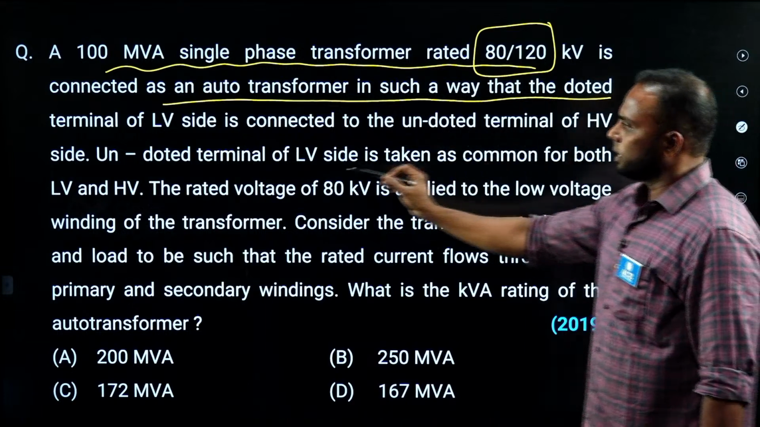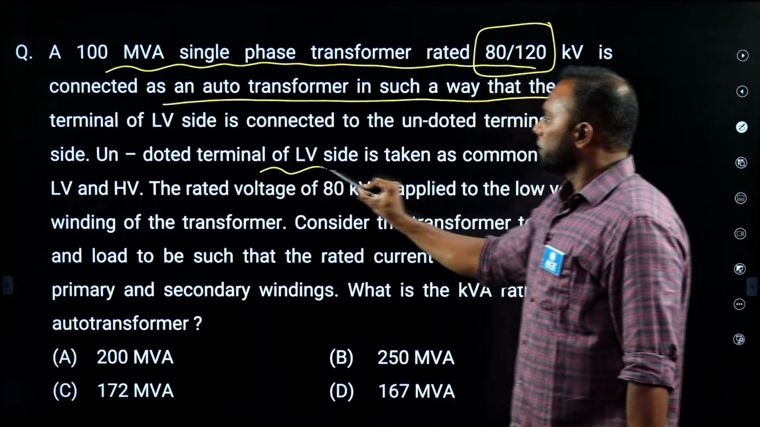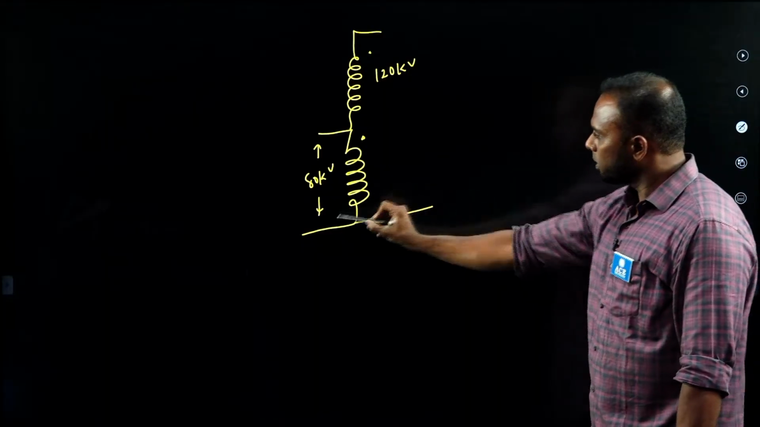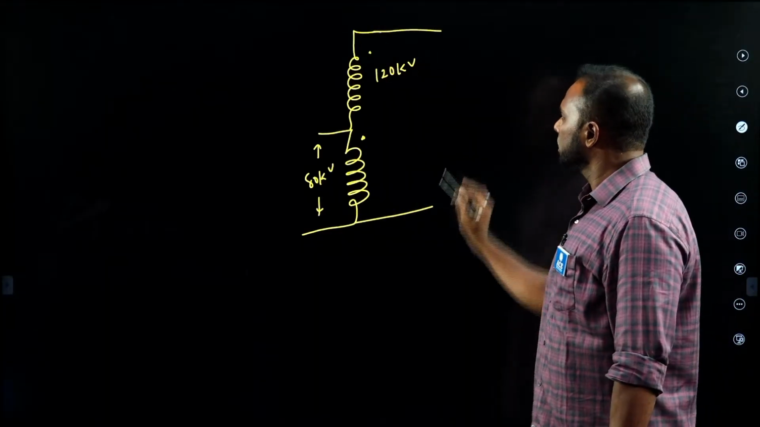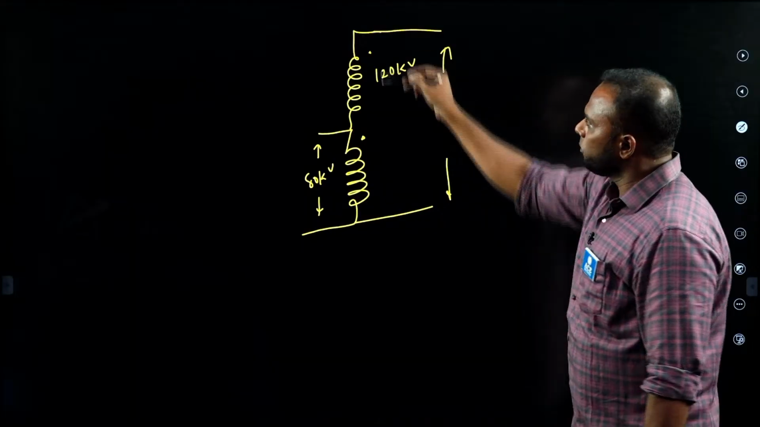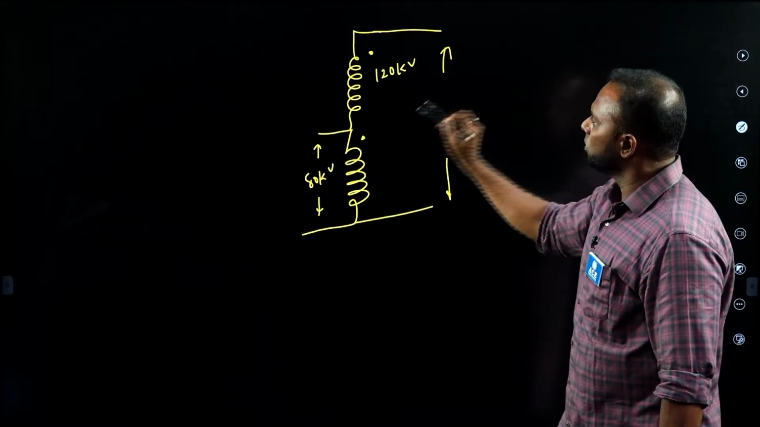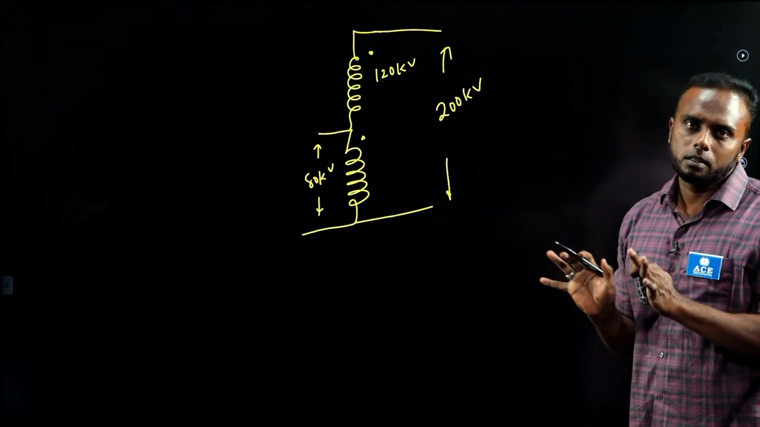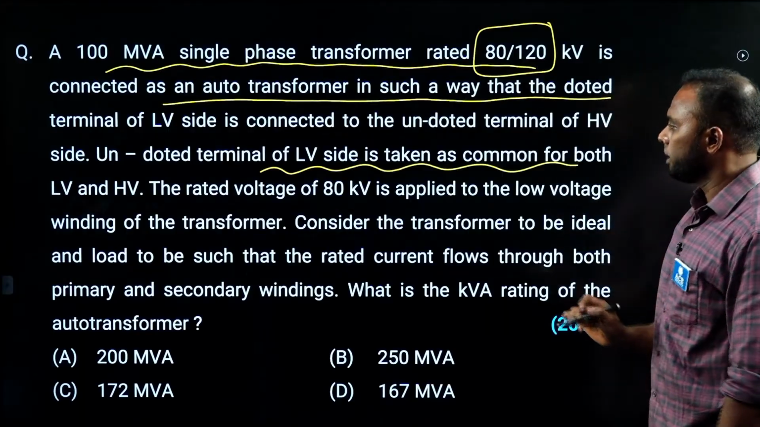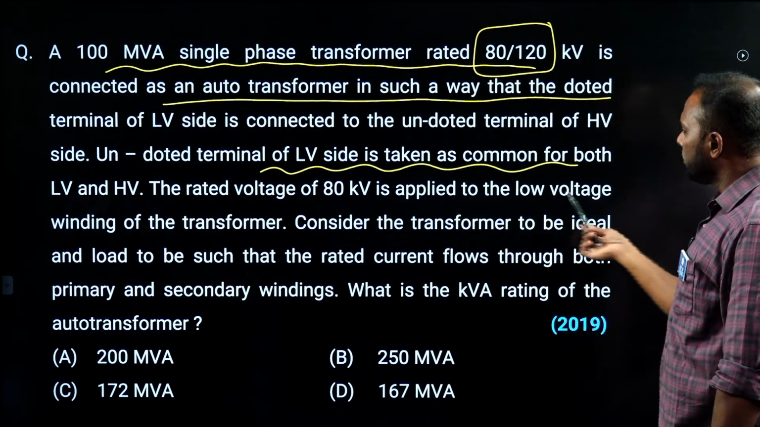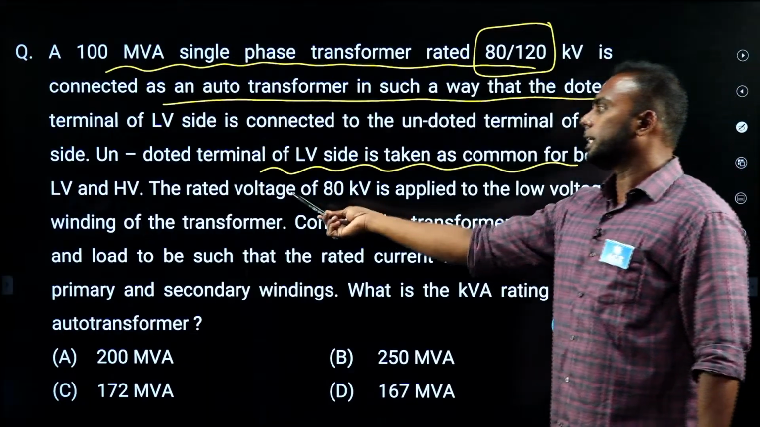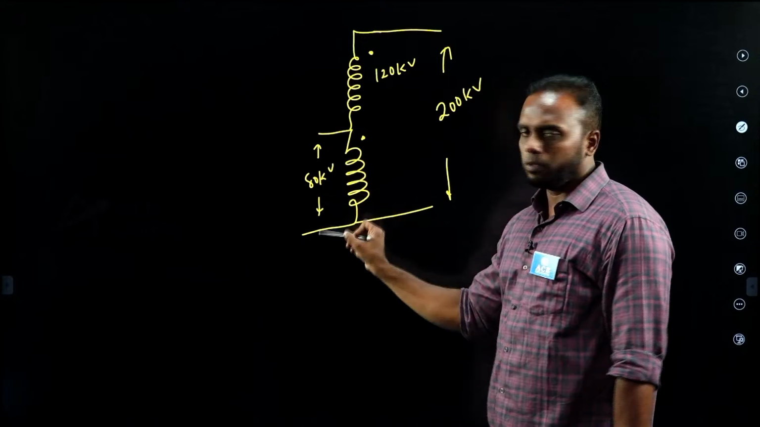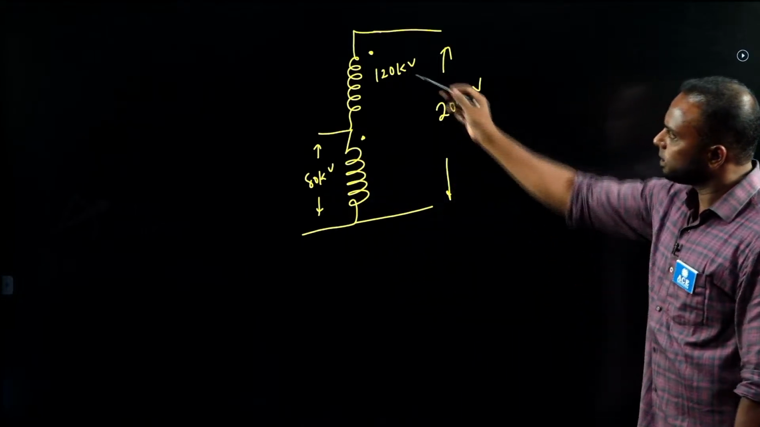Undotted terminal of HV side, undotted terminal of LV side is taken as common for both. Means this one, undotted terminal, no? This is common for both the sides, primary, secondary side. Then if you connect like this, it is an additive connection, 80 plus 120, nothing but 200 kV. So this is the auto transformer they are giving in the statement. Now 80 kV is applied to LV side. The rated voltage of 80 kV is applied to the low voltage winding of the transformer, 80 kV here. This is 200 kV we get because it is addition.